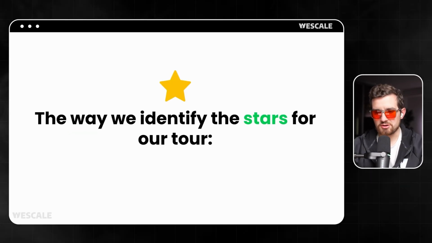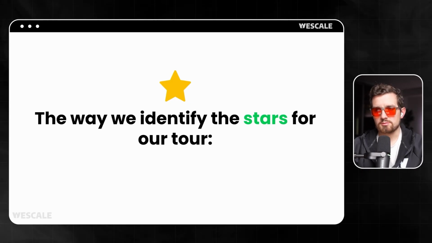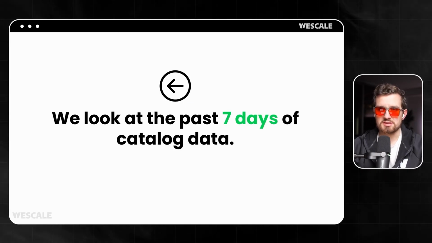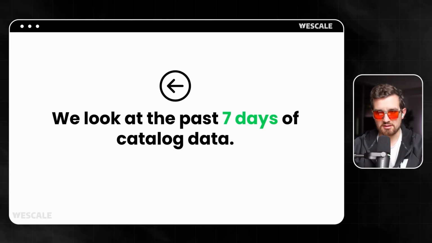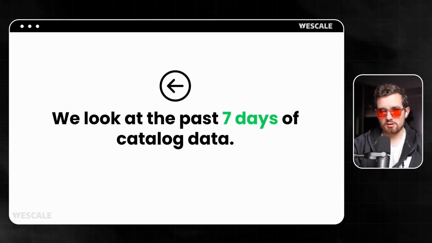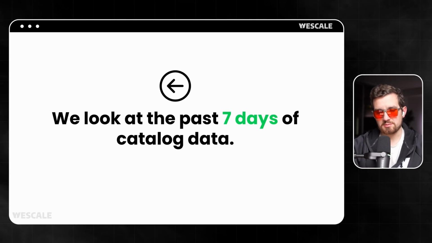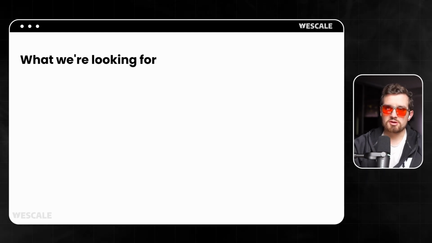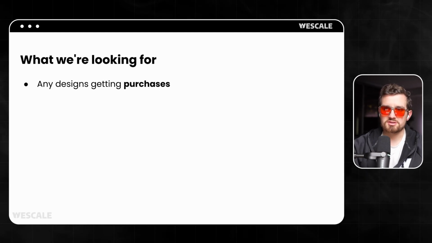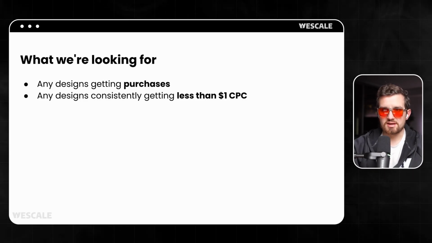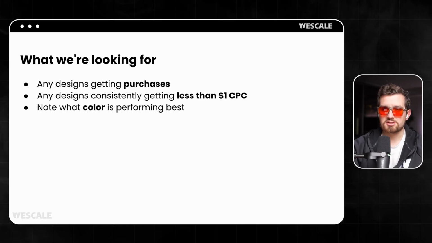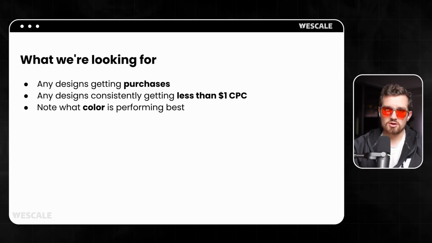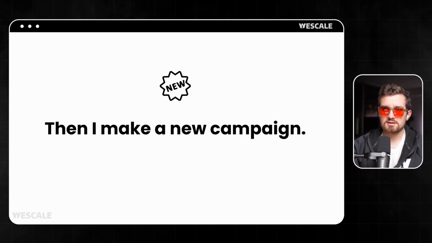And the way that we identify the stars for our tour, or players we're going to call up to the big leagues, is we simply look at the past 7 days of catalog data, which at this point, our catalog should be running all the time. It should not be getting turned off. We should be hovering around a 2.0 ROAS. That's why we're looking at past 7 days instead of just saying like this past weekend. And what we're looking for are any designs that are getting purchases, any designs that are getting consistently less than $1 cost per clicks. And then we also make a note of which color is performing the best.